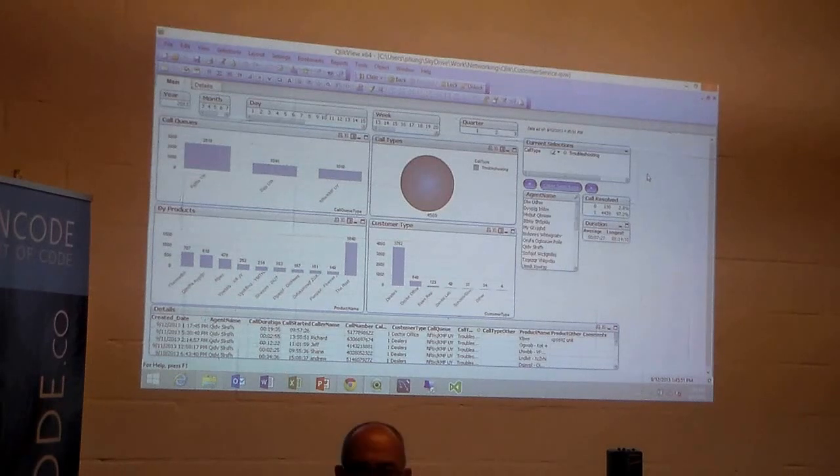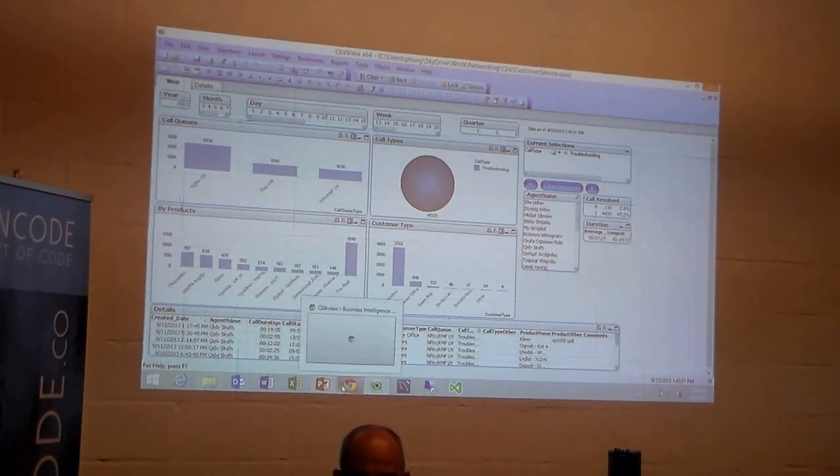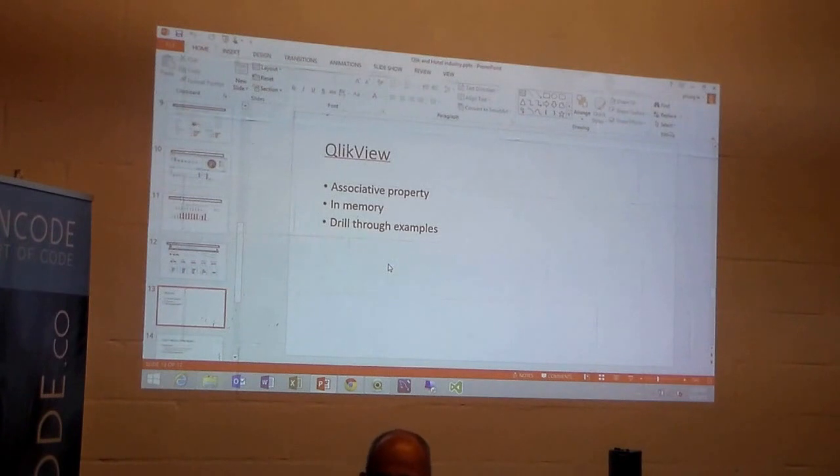Okay. You get a general sense of the idea of what I mean by the click, click, click through. And so that's the drill through.